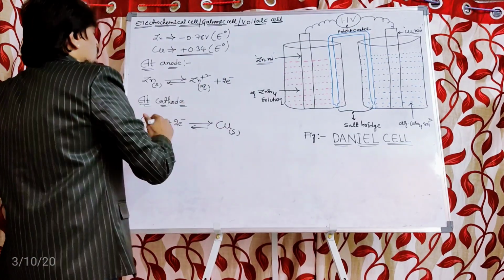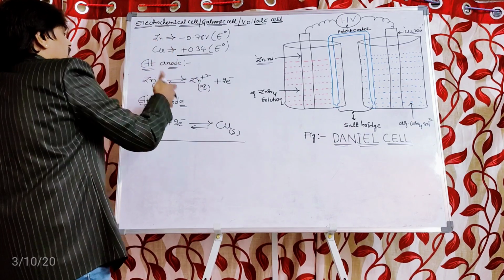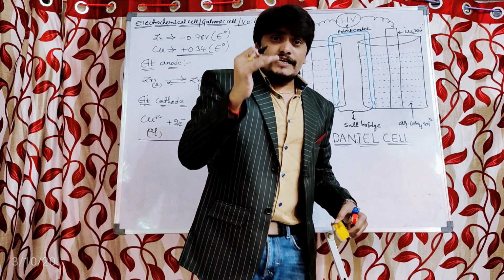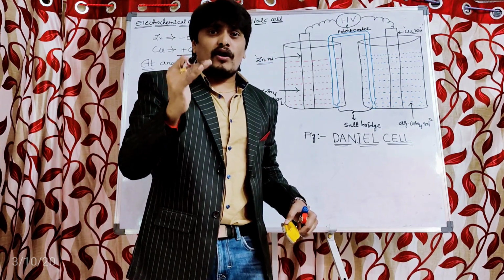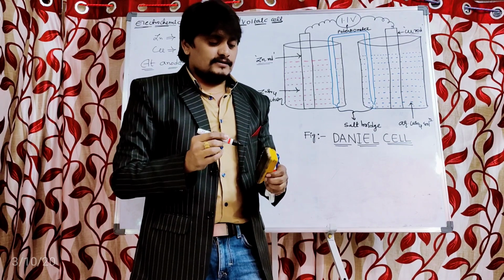So now, in order to get the overall reaction, as you already know, you have to combine the anodic with the cathodic reaction, and the equivalent ions and equivalent electrons present on opposite sides of the arrow mark should be cancelled.